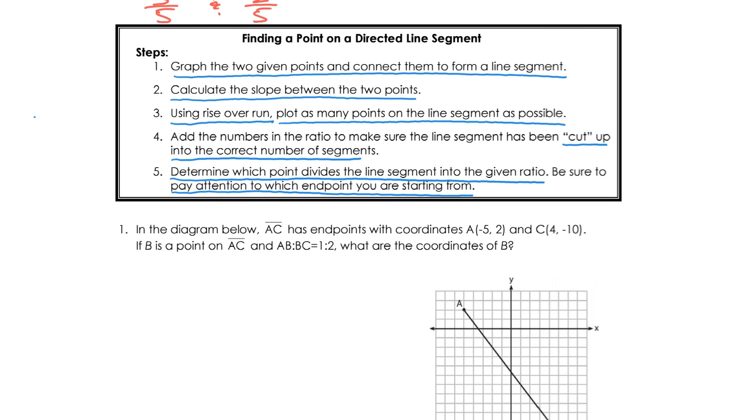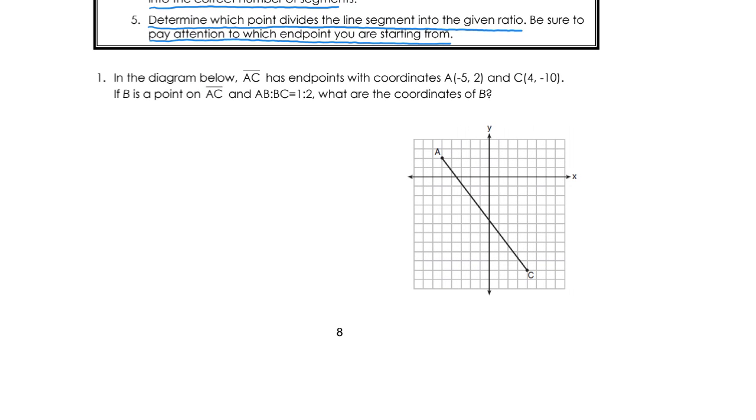All right, so in number 1, it says in the diagram below, AC has endpoints with coordinates at -5, 2 for A, and 4, -10 for C. And they said if B is a point on AC such that AB to BC is 1 to 2, what are the coordinates of B? And so if you take a look, we want A to B and then B to C, 1 part to 2 parts. So we want 3 equal parts. And therefore, we can't use midpoint for 3 equal parts, okay? So we're going to see if slope works instead.